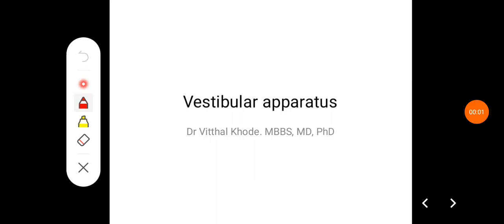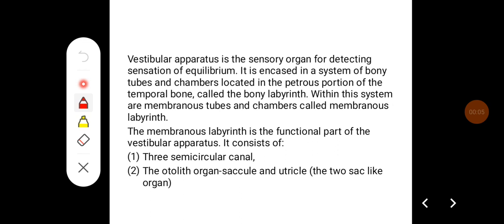Hello everyone. In this class, we'll learn about vestibular apparatus. Vestibular apparatus is a sensory organ for detecting sensation of equilibrium.